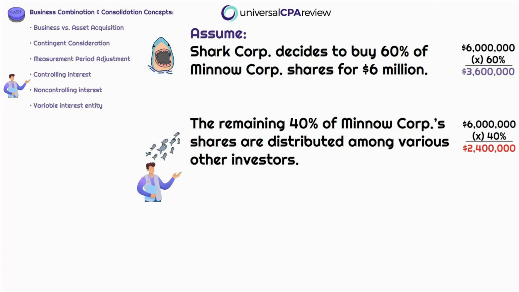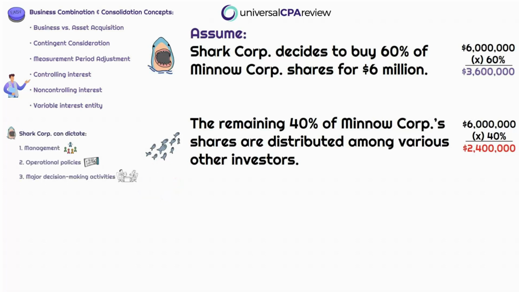So by owning 60% of Minnow Corp shares, Shark Corp now has a controlling interest in the company. So this means that Shark Corp has the power to influence the operations and strategic direction of Minnow Corp, even though they do not own the entire company. So they can dictate the management, operational policies, and major decision-making activities due to their majority stake.